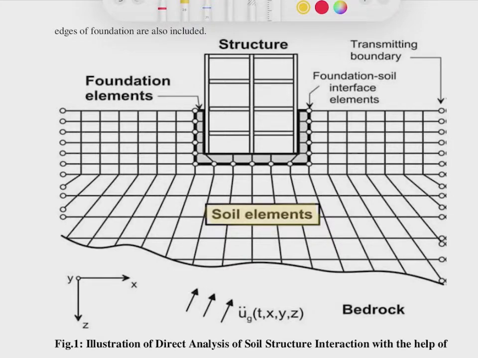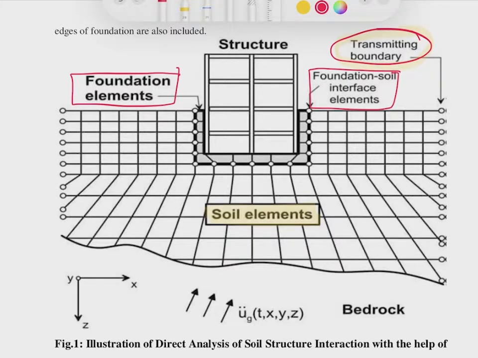Okay, so this is the transmitting boundary here, and these are the foundation elements, the interface between the foundation and the soil. These elements are the foundation-soil interface elements. This is the structure, and this is the acceleration.